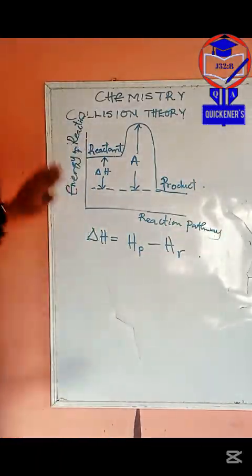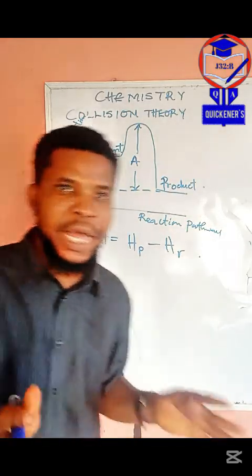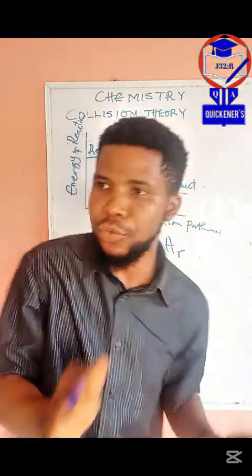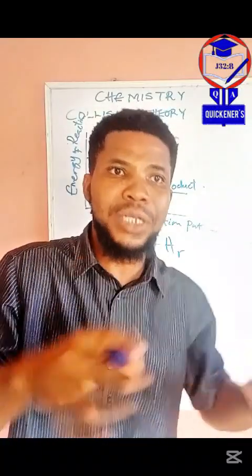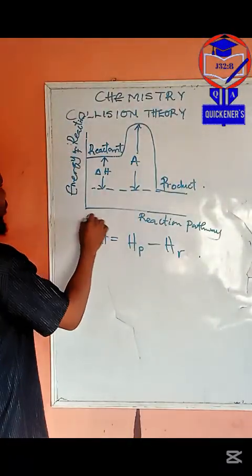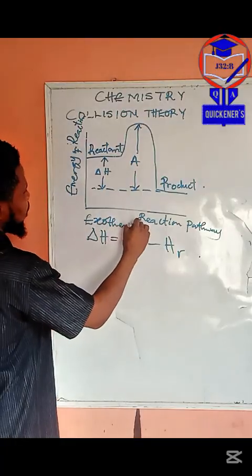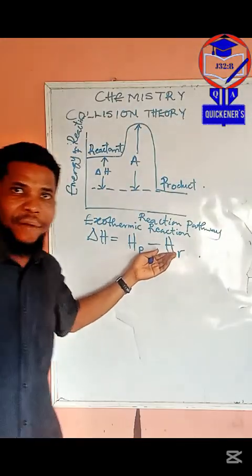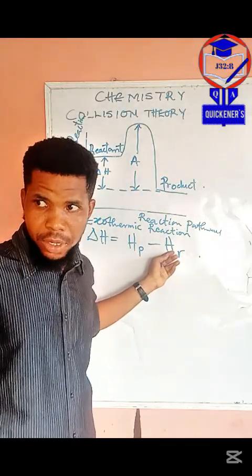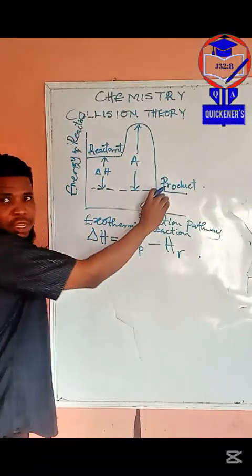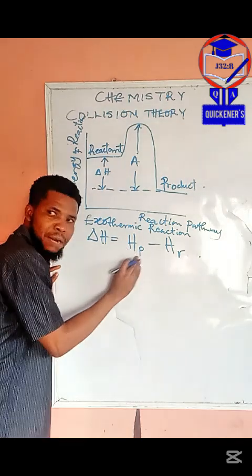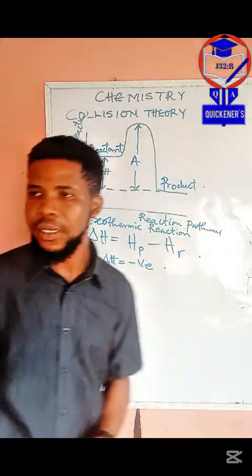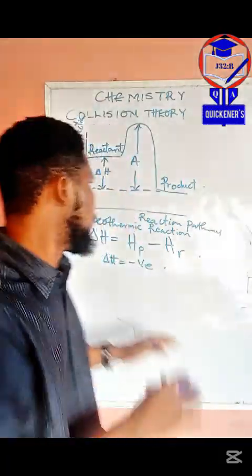So this is for a reaction that will release energy. The energy was higher, but after the reaction, it drops. So energy has been lost to the environment. In other words, we call it an exothermic reaction. Now, by the time you do this calculation, you discover that it's going to be minus. Why would it be minus? Because the product is lower than the reactant, so product minus reactant will give a negative value. So enthalpy change for an exothermic reaction is always negative.